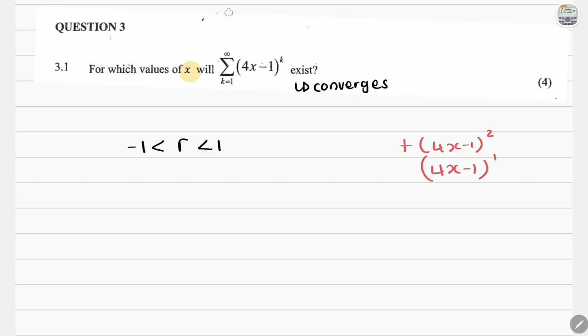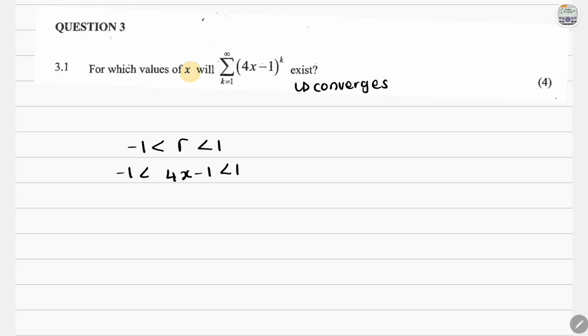And you see that if you do that, they will cancel. One of them is gone, and so you're just left with 4x minus 1. Okay, so this means that we're saying that 4x minus 1 is greater than -1, but less than 1. And we would need to solve for x here.